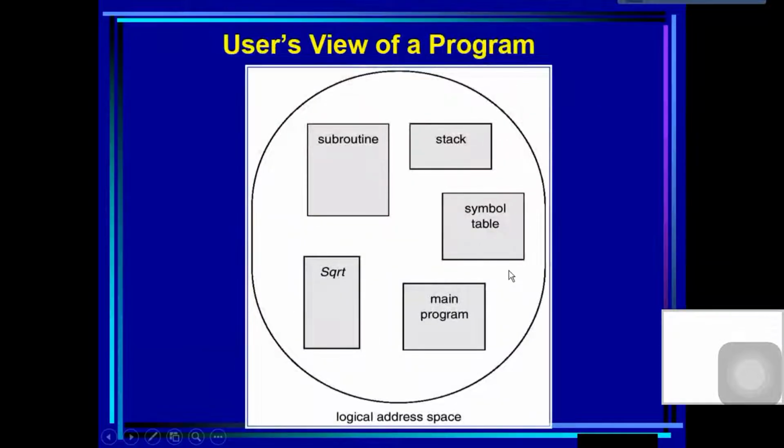So like this picture. This is the user's view of a program. We look at our source program as main program, symbol table, and the system function, and the stack, and the subroutines like this. And there is no order among these segments. Okay, this is our view of a program.